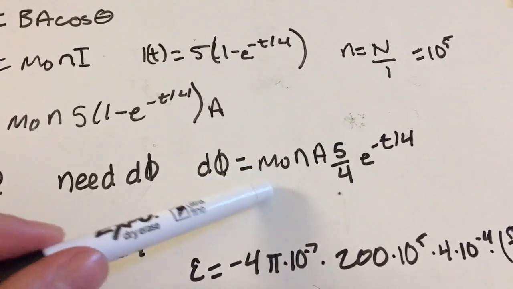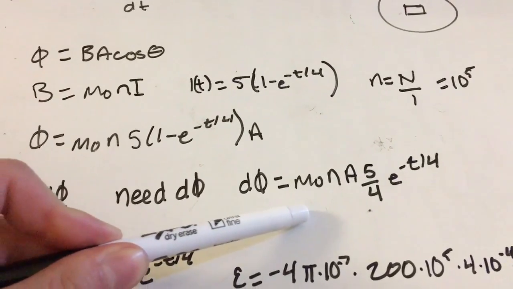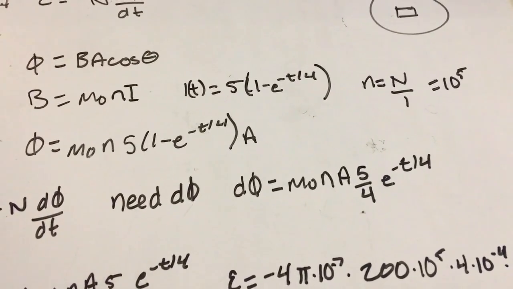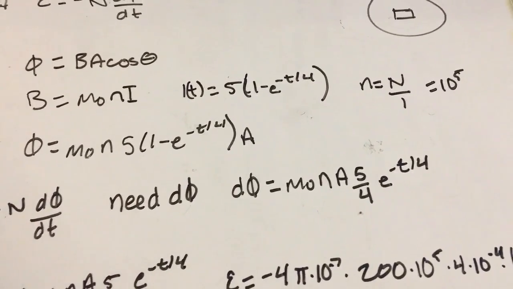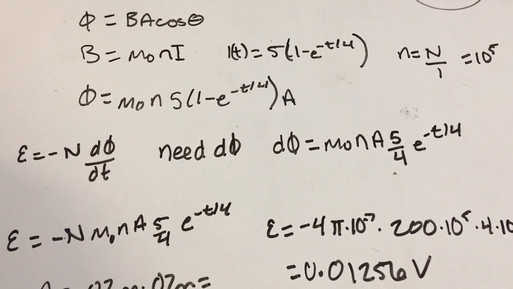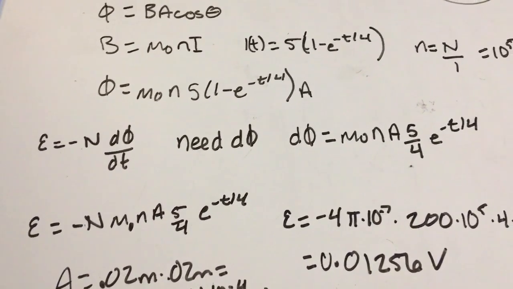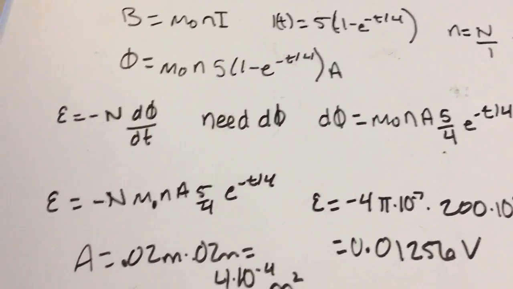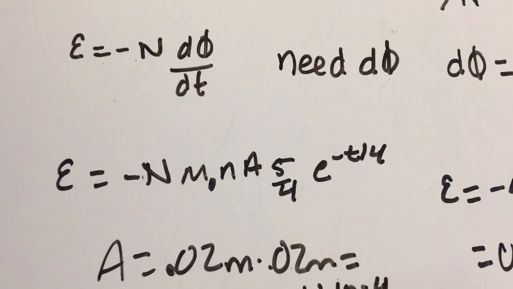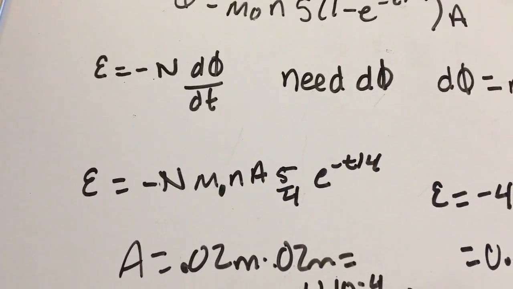All of this is the constants from the flux equation. And this here is the derivative of e to the negative t divided by 4. Now that we know the derivative of flux over time, we can plug that into the Faraday's law equation, get this set up, and then we just have to plug in the correct numbers and solve.